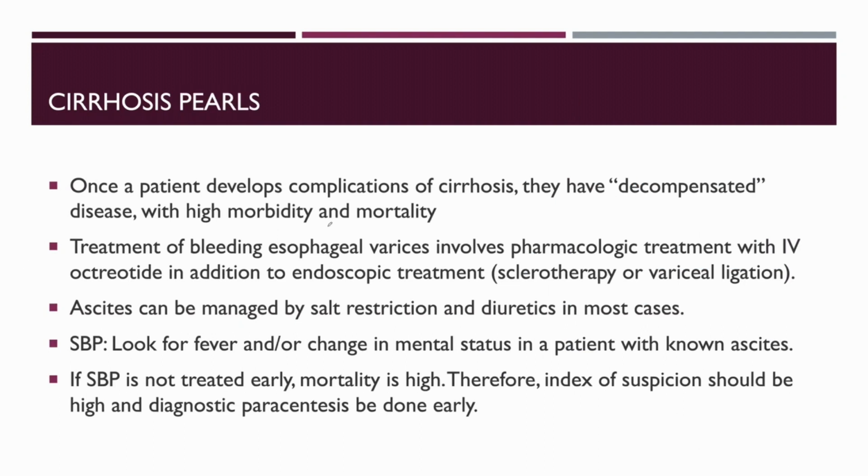So wrapping things up, once a patient starts developing complications of cirrhosis other than varices, they are said to have decompensated disease, which is associated with a higher morbidity and mortality. Esophageal varices are bad. We got to get on top of them early, screen for them, and treat them quickly because patients can decompensate very quickly. Ascites: salt restriction, diuresis. SBP: high mortality rate. Look for abdominal pain and fever, sometimes mental status change. If it's not treated early, mortality is high.